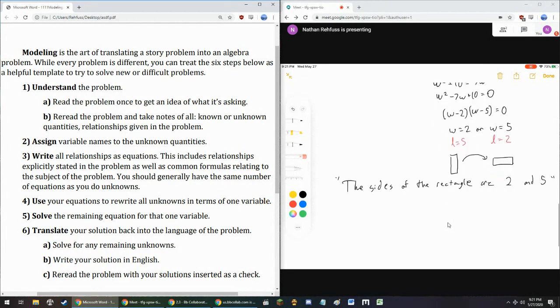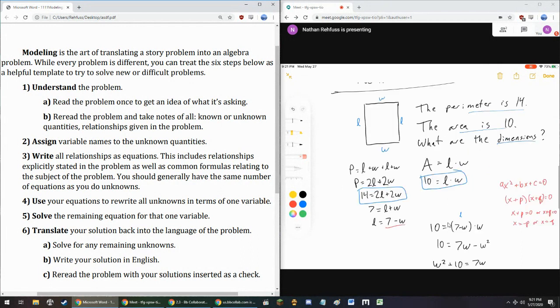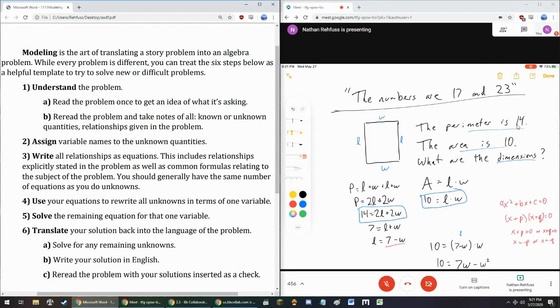The sides of the rectangle are 2 and 5. We can check. A rectangle with sides of length 2 and 5 has perimeter 14. Okay, 2 plus 5 plus 2 plus 5, that's 14. The area is 10. Okay, 2 times 5, yeah, that's 10. So the dimensions are 2 and 5.